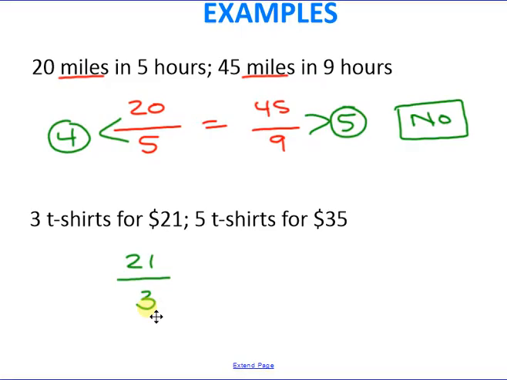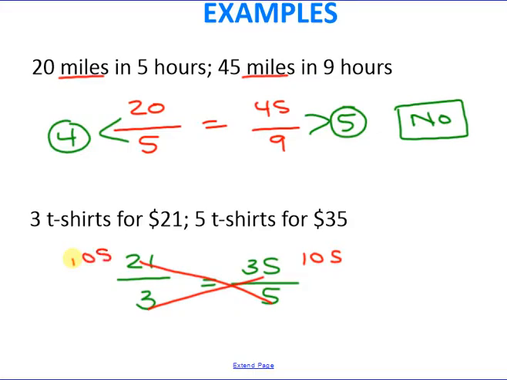So $21 over 3, $35 over 5. Now for this one, I'm just going to use the second method, and again, either one is going to work. I'm just showing it to you to switch it up a little bit. So 3 times 35 is going to be 105, and 5 times 21 is also 105. So these do check out as equivalent ratios. So your answer is yes.